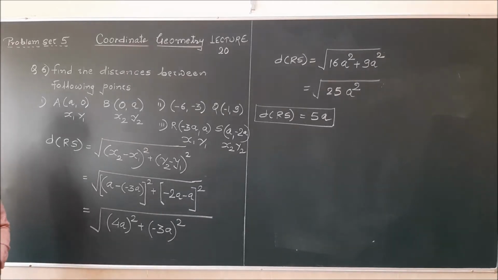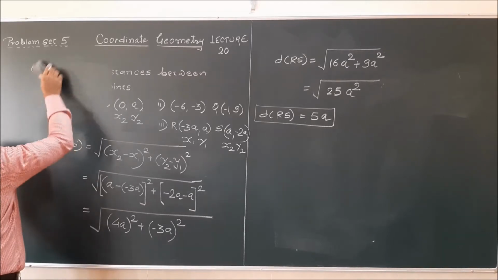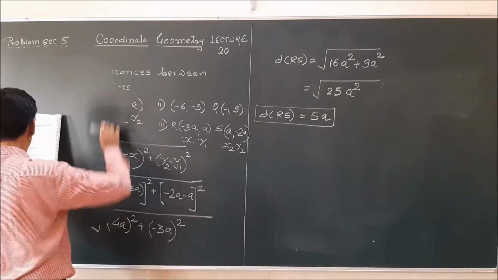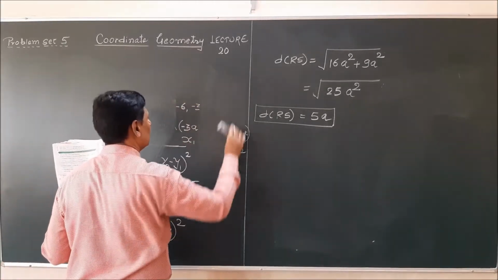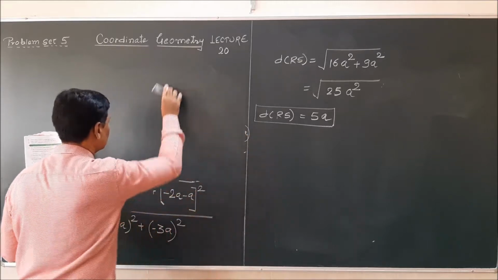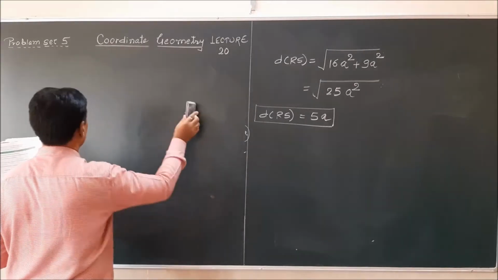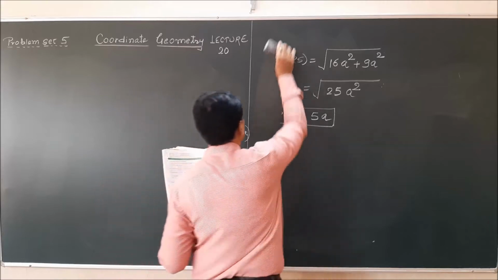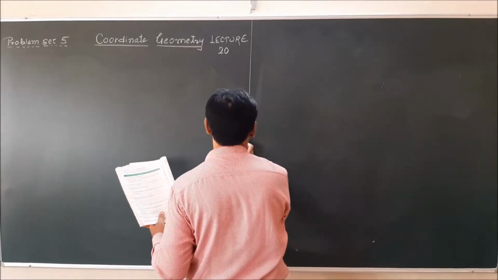Now, next question, that is question number 7 of problem set 5. In question number 7, find the coordinates of... this is a very important question because it may carry 4 marks. You have to be very careful over here. This is not a short question at all. It's a very lengthy question. Now try to understand.